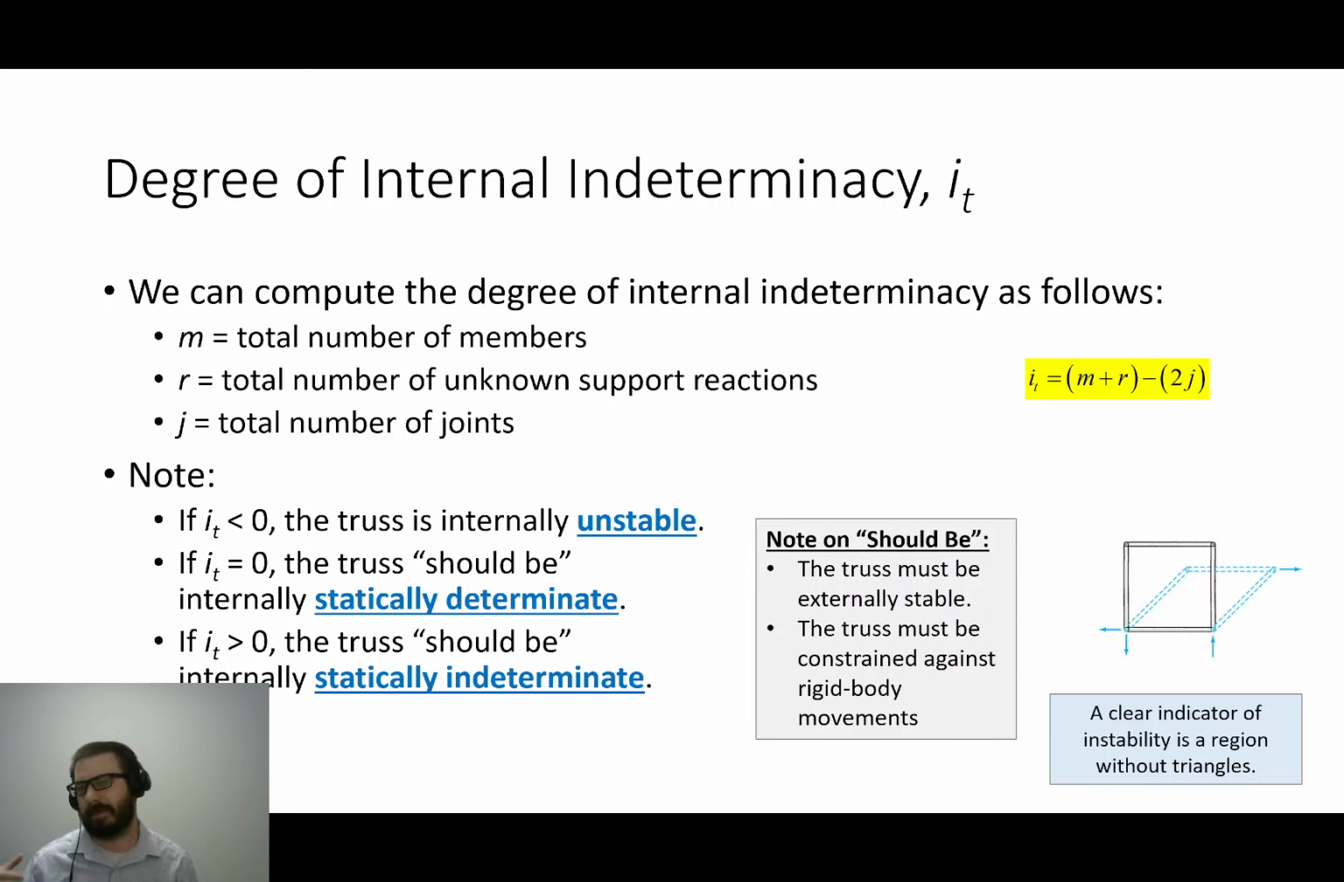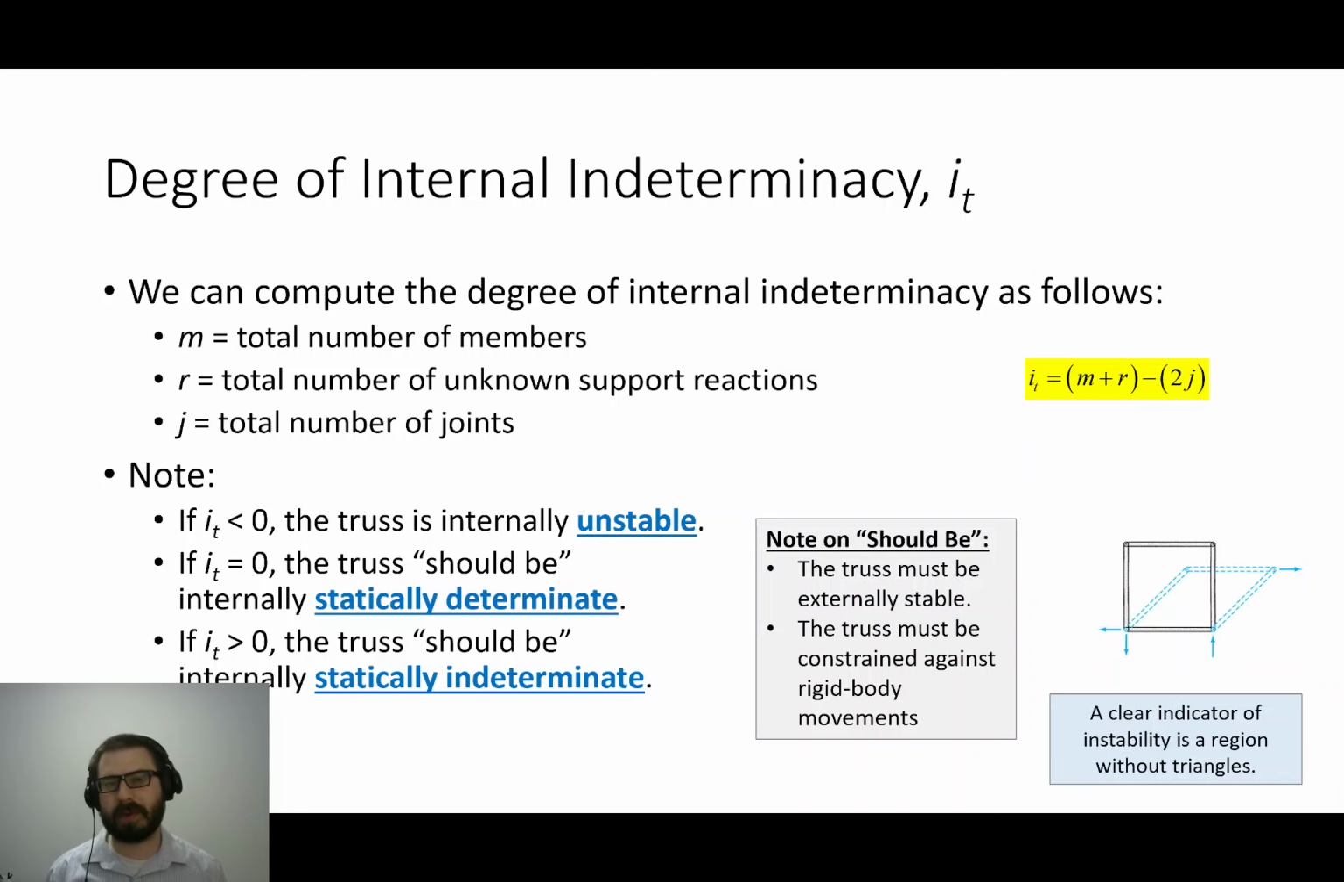So the best way of looking at that is, a clear indicator of instability in a truss is if you ever have a region that doesn't have any triangles. If you have open rectangular or open square regions, that's usually an indicator of instability. And it's something that, for the most part, never really is a problem because it is incredibly rare that we would have truss systems without triangles, just because of the nature of the systems that we're generating.